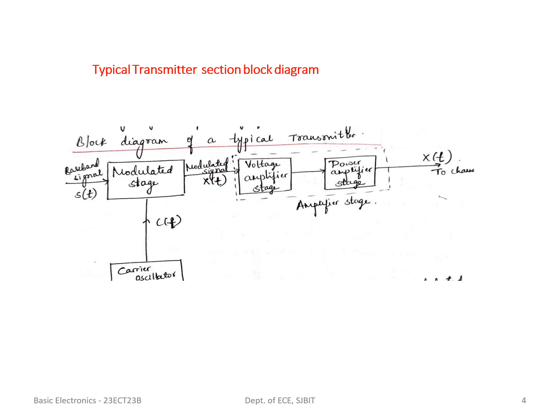This signal is then applied to the amplifier stage. Here we have two stages in the amplifier stage: one is the voltage amplifier and another one is the power amplifier. The voltage of the modulated signal is amplified to drive the power amplifier stage, and the power amplifier amplifies the power of the modulated signal, that is X of t, so that it carries enough power to reach the receiver stage of the communication system. Finally, the signal is passed to the transmission medium or the channel.